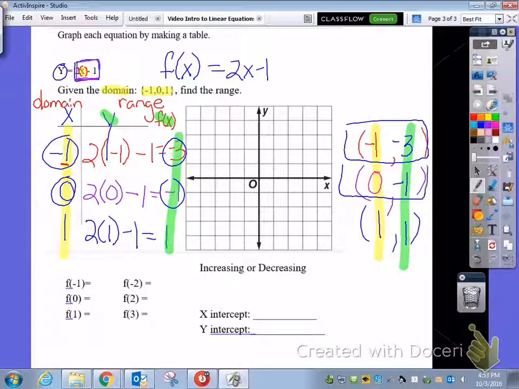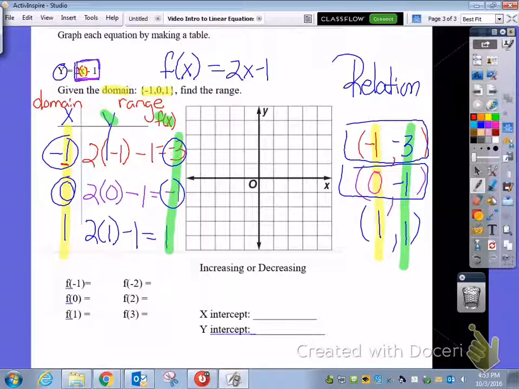Here's your ordered pair, your x and y. So now I can graph them. This is a relation. Remember we talked about relations in chapter 1, and relations are ordered pairs. They show relationships between x and y values, domain and range. So now we're going to graph them.